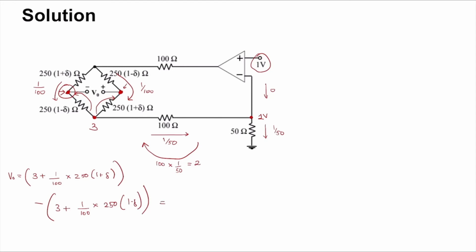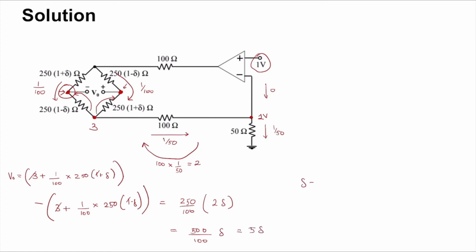So now the 3 will cancel, and the 1 will cancel when you actually do the multiplication and then subtract. What you will be left over with is 250 by 100 into 2 delta, because delta minus delta is 2 delta. This gives 500 by 100 delta, which is 5 delta.